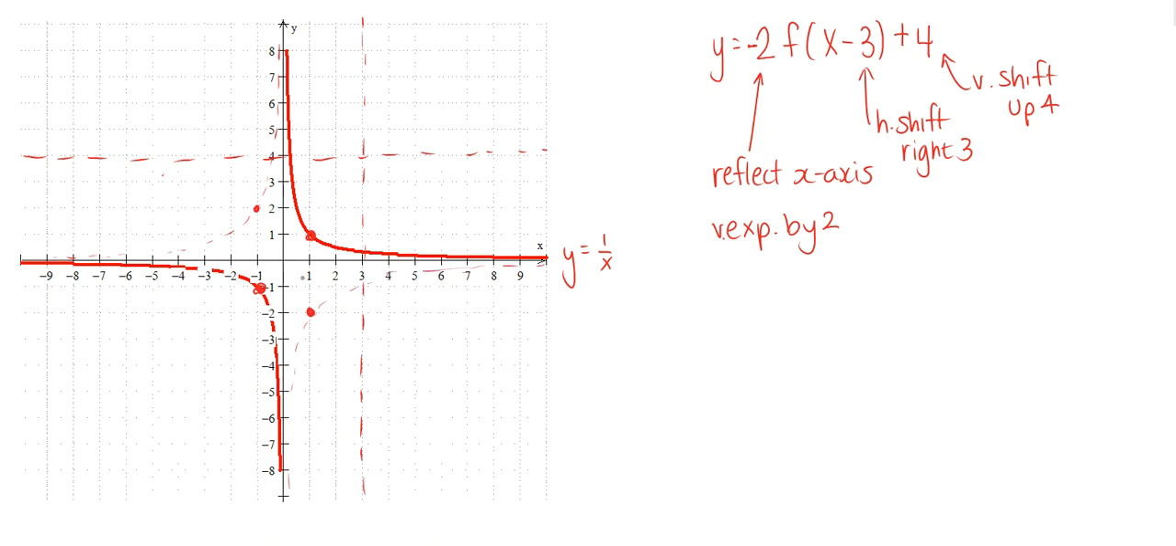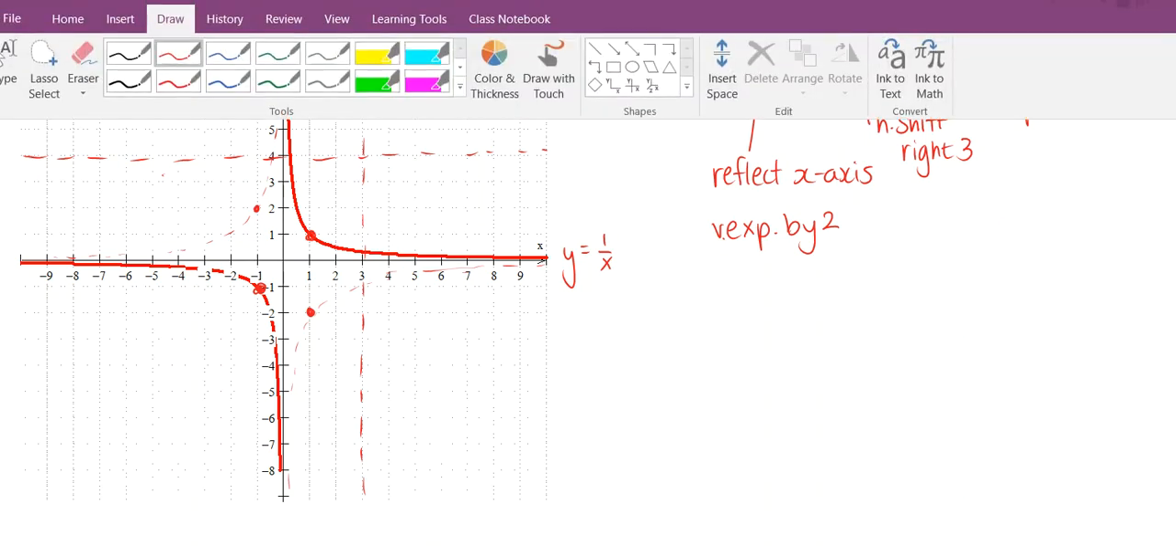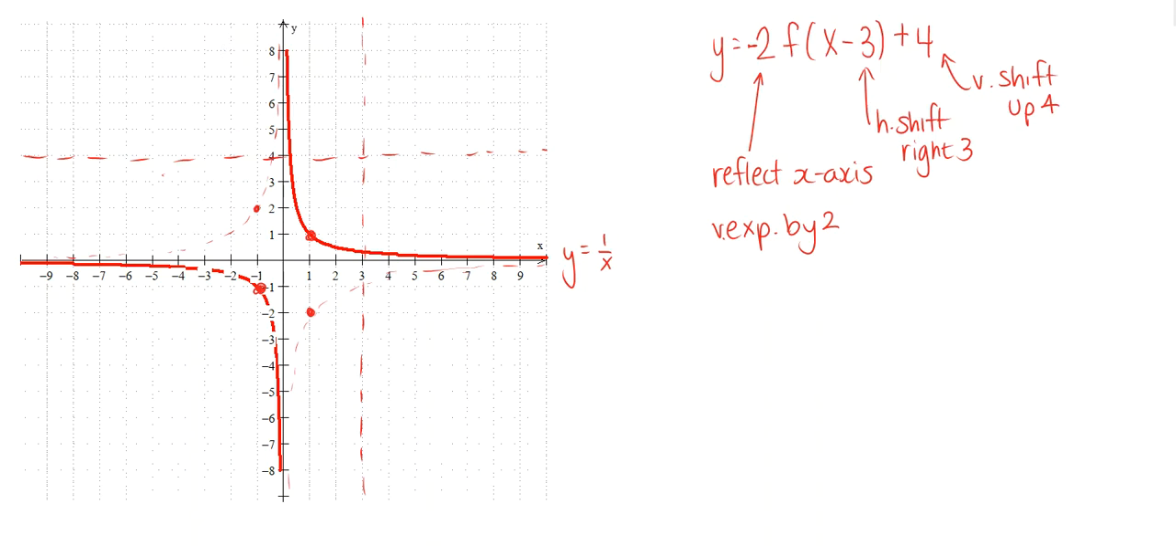And then using these two key points, we can then shift it right 3 and up 4. So let me just change the color so it's a little bit easier to see. So here, from this point here, we're going to go right 3, 1, 2, 3, and up 4, 1, 2, 3, 4. That will be our vertically expanded point that correlates to this point here.